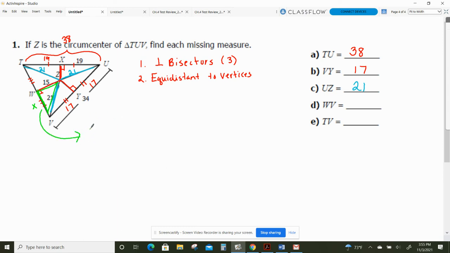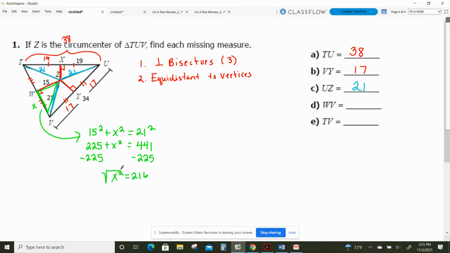Remember, that's a squared plus b squared equals c squared. So 15 squared plus x squared equals 21 squared. Your c has to be your hypotenuse. So that's 225 plus x squared equals 441. I'm going to have to end up subtracting 225 from both sides. So that gives me 216. So x squared is 216.